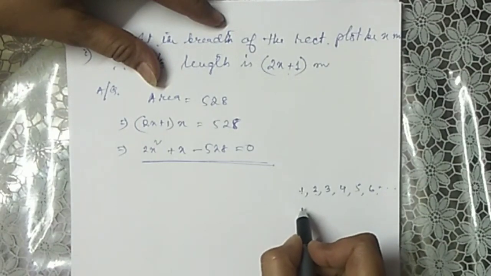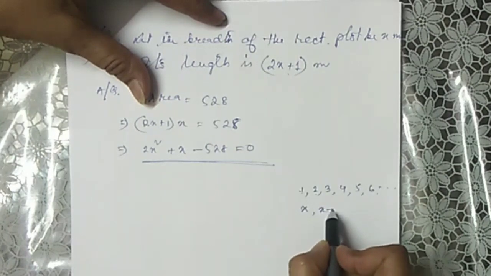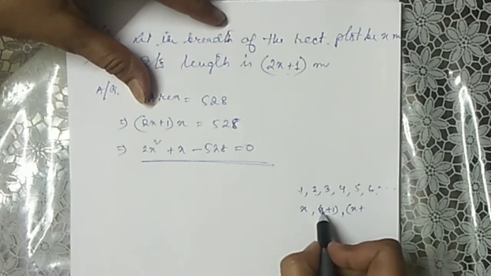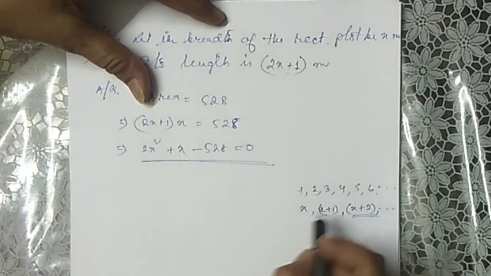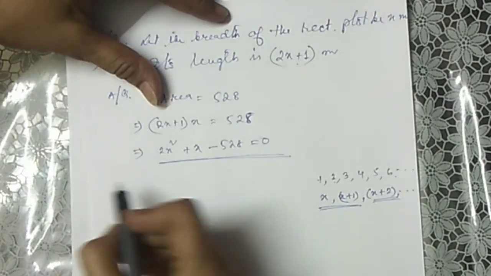Thus, if the first integer you take as x, then the other will be greater than x by 1. Third will be greater than the second by 1, x plus 1 plus 1. So it will become x plus 2 and so on. But we do not need the third one. Just for example, I have shown you. We need these two quantities only.